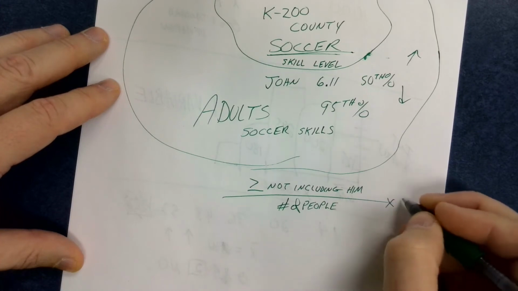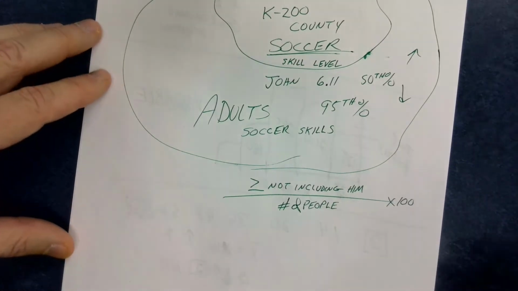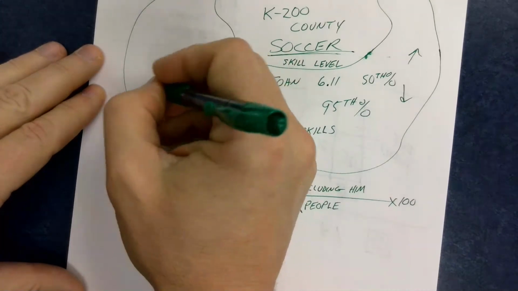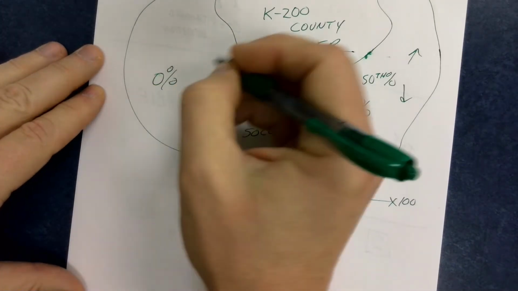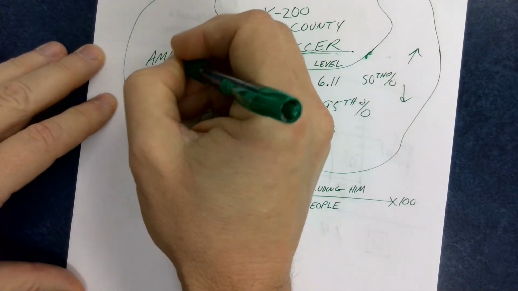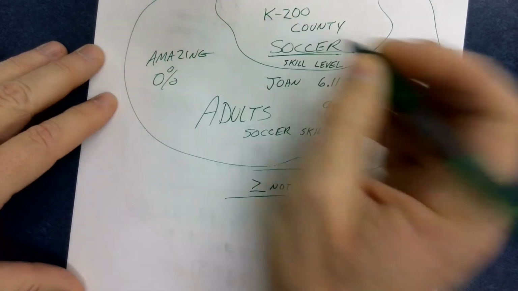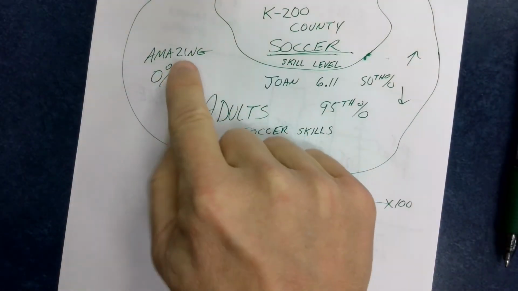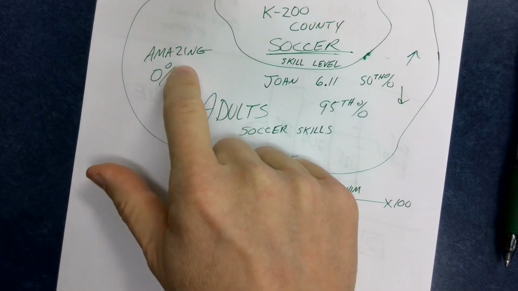And times it by 100 to get your percent. Okay? So that was percentile ranks. And we talked about it in class that you could have a percentile rank near 0 and still be amazing. And what we used was the 100-meter dash, right? So in the Olympics, somebody's got to finish last in the 100-meter dash.